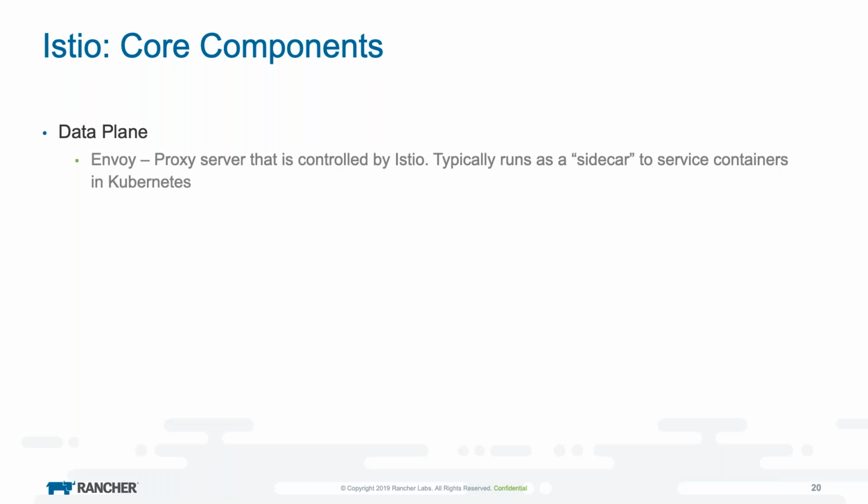So Envoy, this proxy server, runs as a sidecar to service containers in Kubernetes. So when you deploy a pod, Istio injects Envoy as a proxy into your deployed pods, and then Istio controls Envoy, which in turn helps you route traffic and so on.